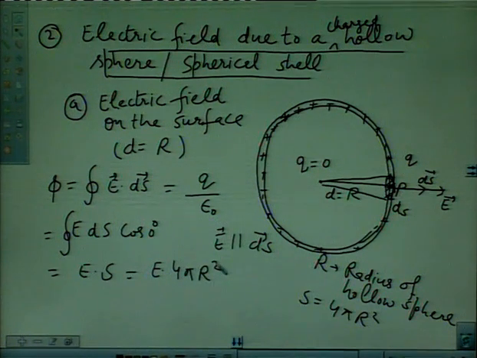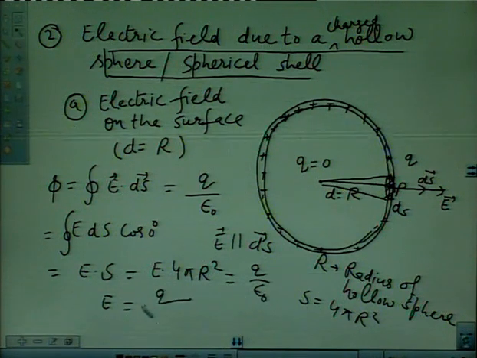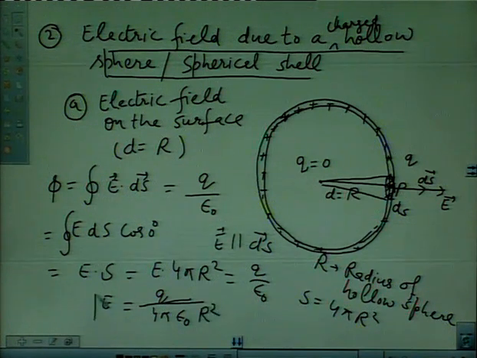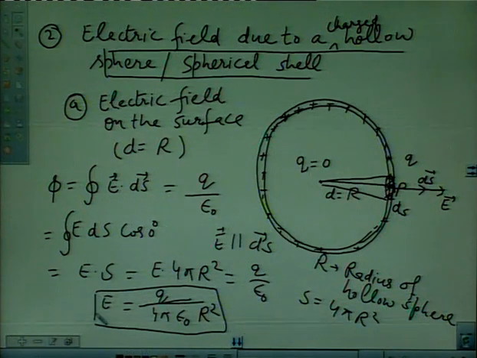So from these two expressions, this is equal to q upon epsilon naught. So E is equal to q upon 4 pi epsilon naught into r square. So this is the value of the electric field on the surface of the hollow sphere.